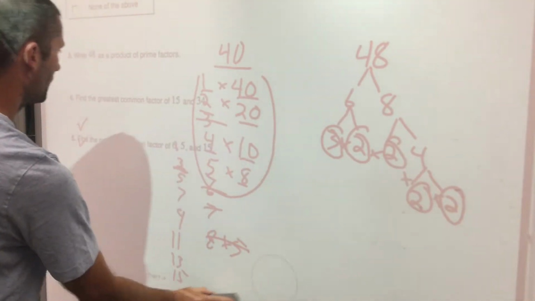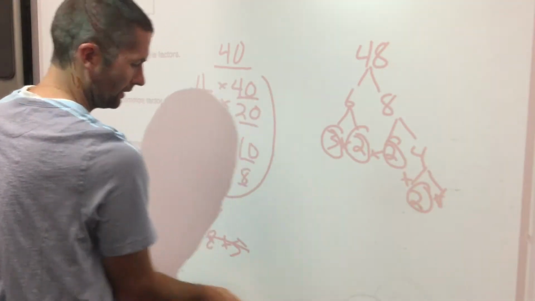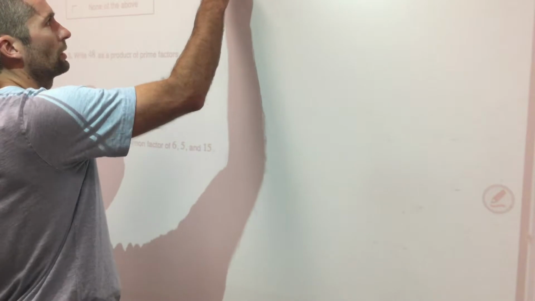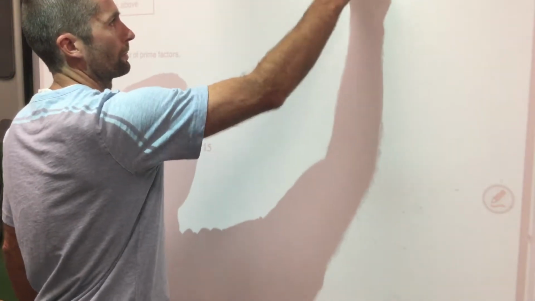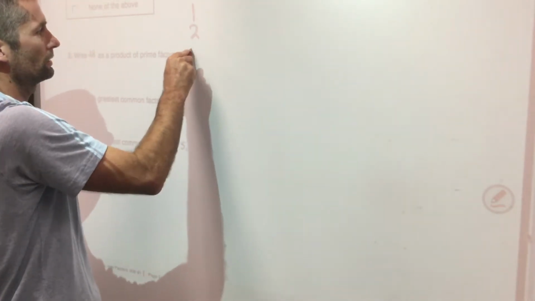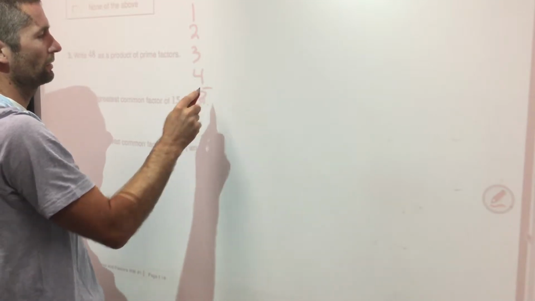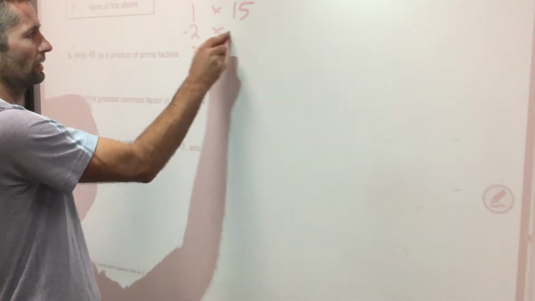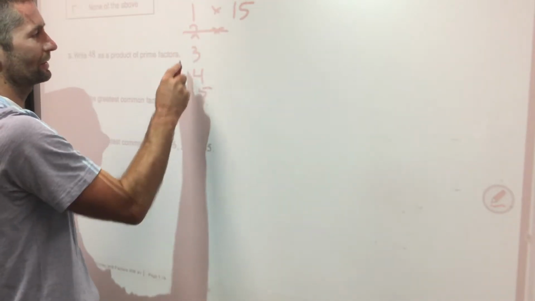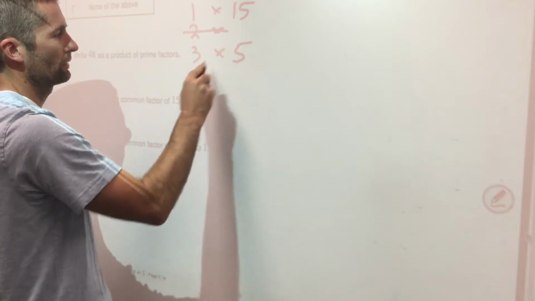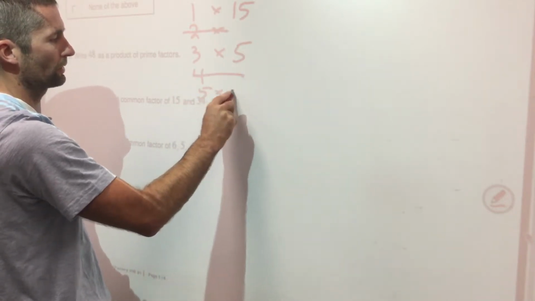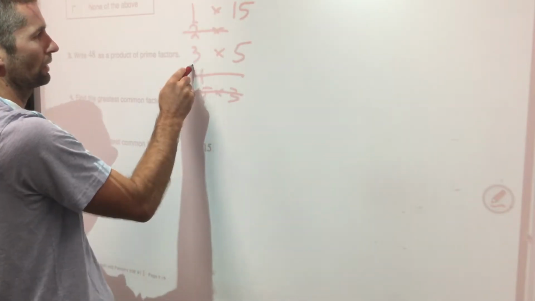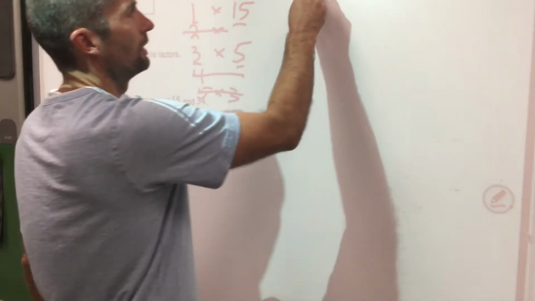Question 4, find the greatest common factor of 15 and 34. Okay, so again, let's list all the factors of 15 and all the factors of 34. 15, 1, 2, 3, 4, 5. 1 times 15, 2 times nothing, it's odd, so it can't be. 3 times 5. 4 times nothing, 5 times 3 is a repeat, so we're not going to do that. So the factors of 15 are 1, 3, 5, and 15.